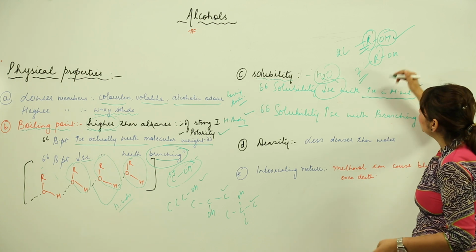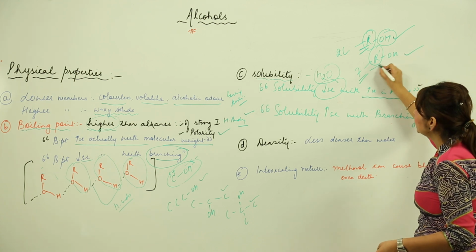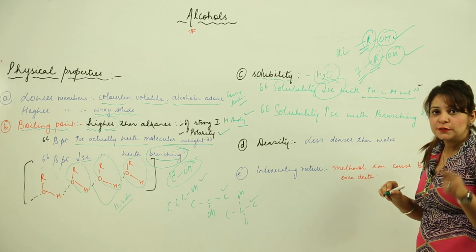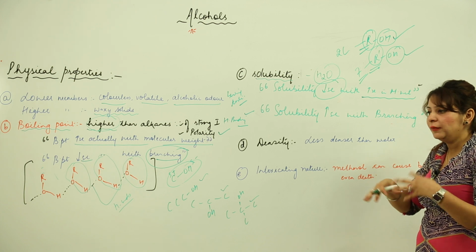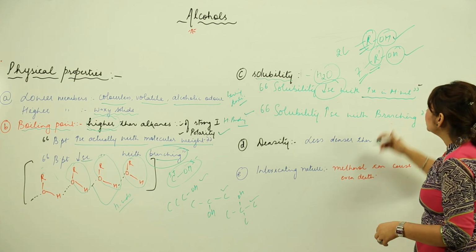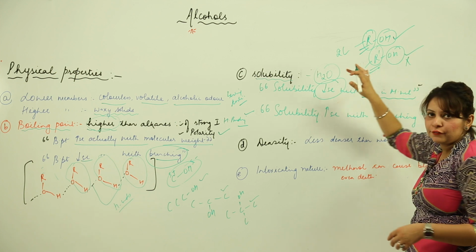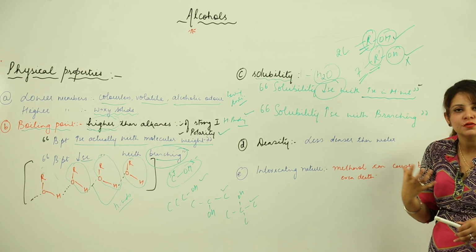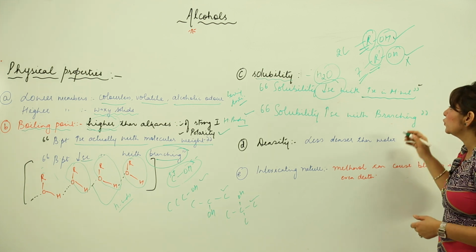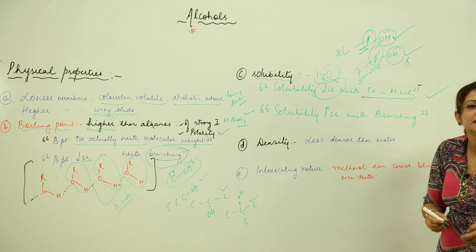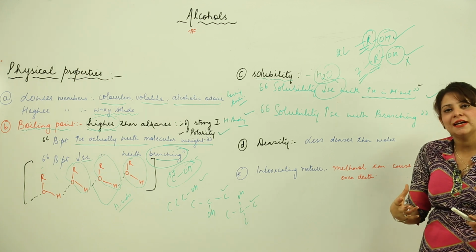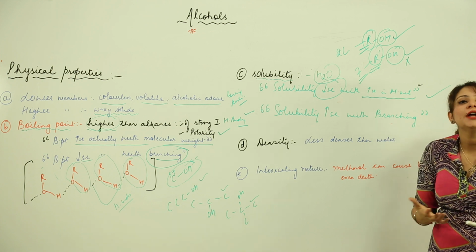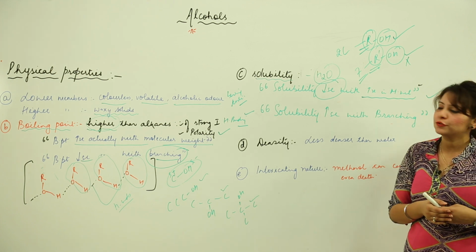But for the higher alcohols, this hydrocarbon chain actually dominates over the OH bond, or you can say it dominates over the polarity character, and this restricts the bonding with the water. That means less hydrogen bonding is formed with water. That is why solubility decreases when there is an increase in molecular weight. The simple reason is that as the number of carbon atoms increases, they dominate over the polarity character and restrict the formation of hydrogen bonds.